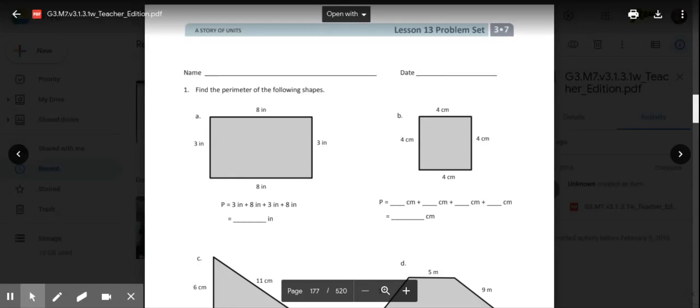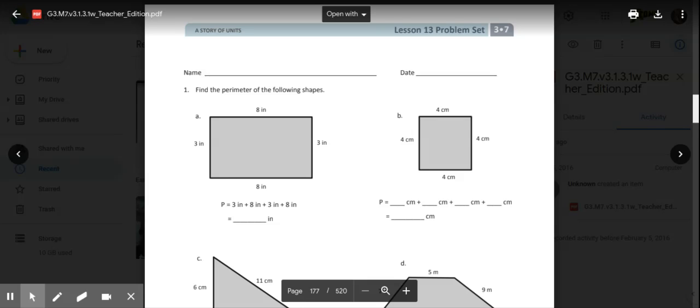Hello, third grade. I know that when I printed 13, it printed kind of funky, and it was so long ago, I don't remember which page it was. So I am going to go over both pages. So don't worry if you don't have both pages. When I printed it, it only had one of the pages. So we're still working on the perimeter of the shape.